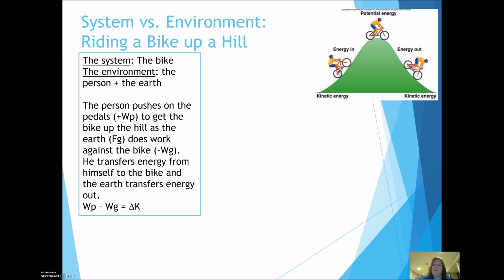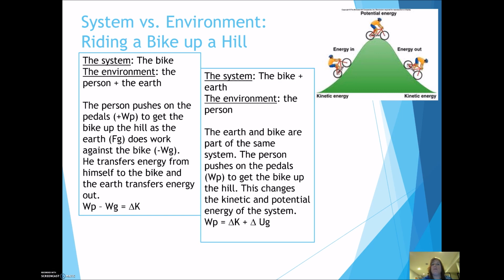But we could expand the system. We could put the earth in the system. So now our system is the bike and the earth, and the person's in the environment. If we do this, it allows us to make that force of gravity an internal force, which means now I don't have to talk about the work done by the force of gravity. Instead, I can talk about changes in gravitational potential energy.